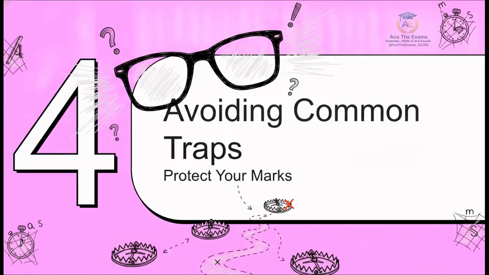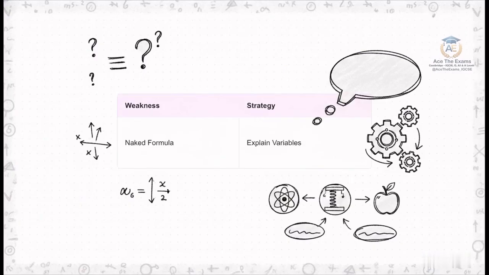Let's keep the momentum going. It is time to put on our examiner lenses for Section 4 and identify exactly where students are needlessly throwing away precious marks. Have you ever just written down a formula and moved on, thinking you nailed it? Merely writing a correct formula without explaining the variables is a massive, massive trap. We actually call this the naked formula error.